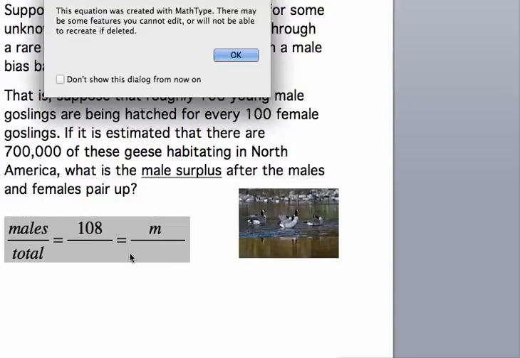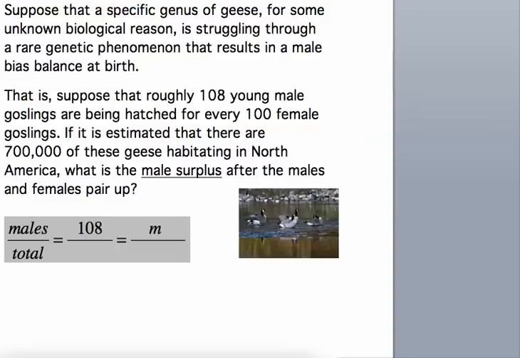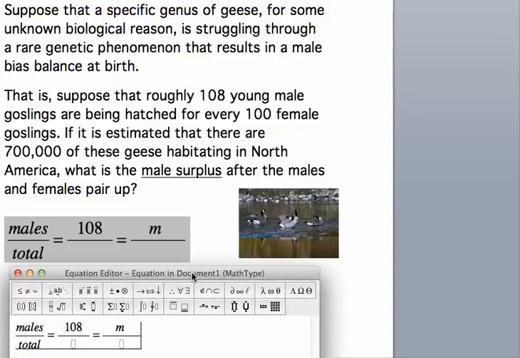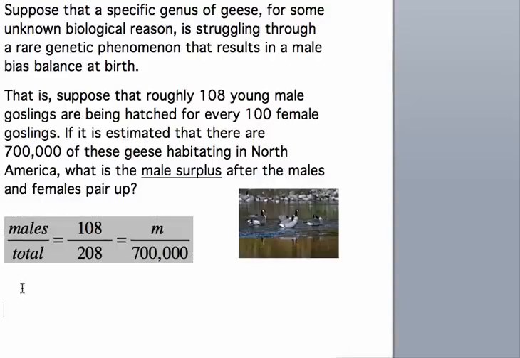So I'm going to double click this and bring into the picture the equation editor so we can complete our thought. I'm going to type in below the 108 the 208 total, and then referring to the entire population, that would be the 700,000 geese. Okay, so let me close that up so that we can give ourselves some workspace here.